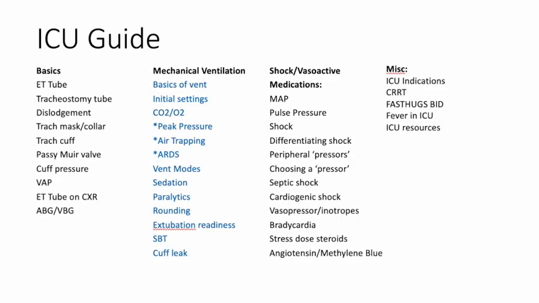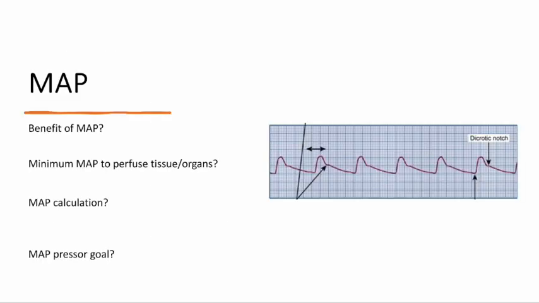Okay, so let's talk about shock and vasoactive medications, colloquially known as pressors. So before we talk about pressors, let's talk about how we measure and evaluate blood pressure in the ICU. What blood pressure parameter do we use in the ICU? Yeah, so we use the mean arterial pressure, or the MAP.